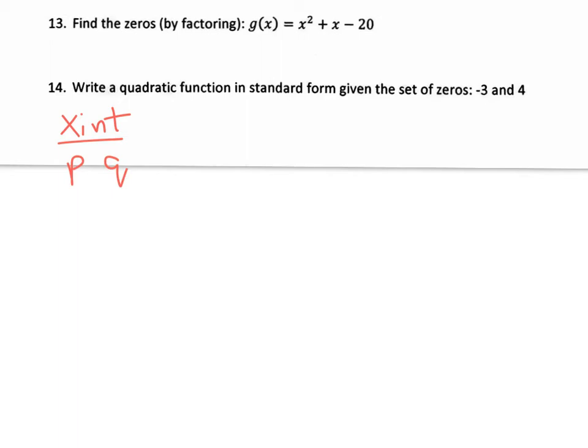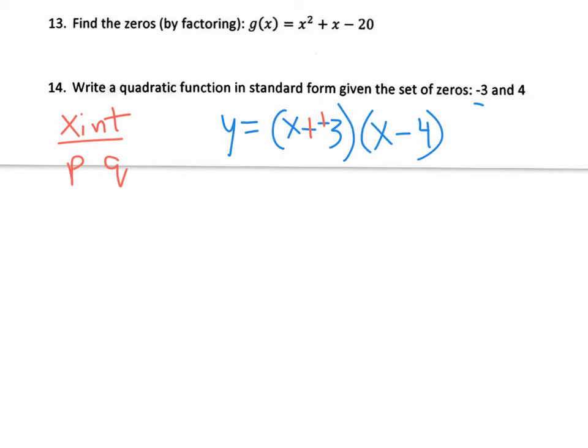So let's write down any intercept form equation that has p and q as negative 3 and 4. So I want to write down y equals parenthesis x minus p, which is going to be x plus 3 since negative 3 is p, and then times x minus q, and q is 4, so I'm going to put x minus 4. So the minus has to change to plus. Is everybody with me? Ladies and gentlemen, that is an equation that has the zeros of negative 3 and positive 4.